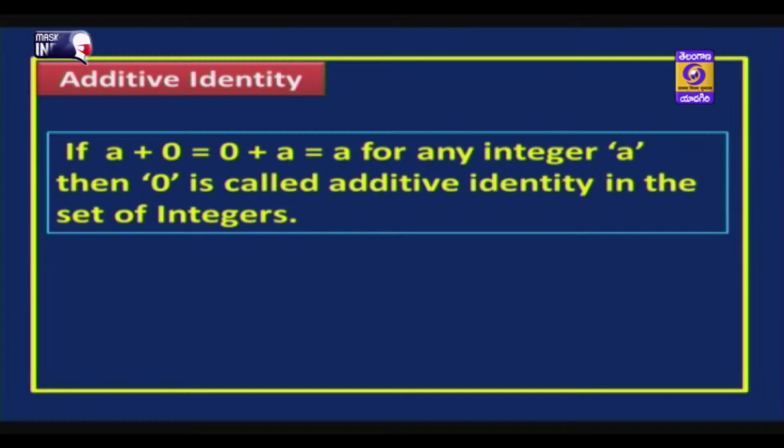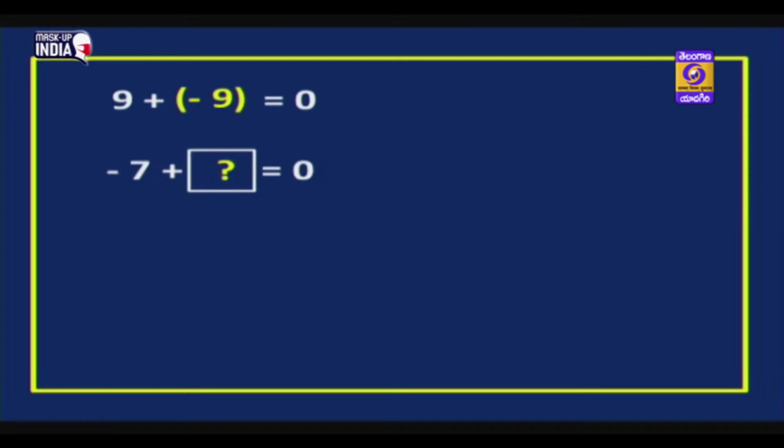Let us move on to our next property, children. Before that, let us take an example here. 9 plus which number gives you 0? Yes, you are absolutely right. When I add minus 9 to plus 9, I get 0. Let us take another example. Minus 7, if we add which number, you are going to get 0? Yes, you are right. Once again, the answer is plus 7. That is, minus 7 plus 7 gives you 0.